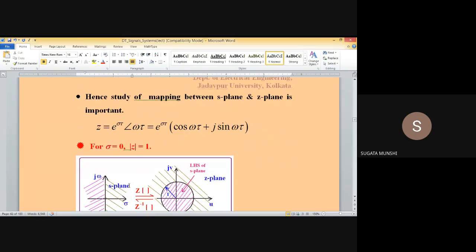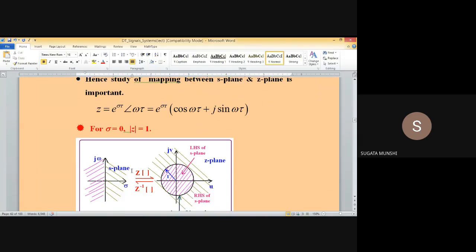That was the expression for z in the exponential, in the polar form as well as in the Cartesian form. So from this expression, you can easily understand for sigma equal to 0, magnitude of z is 1. Sigma equal to 0 in the S-plane corresponds to the j omega axis. So the j omega axis in the S-plane maps onto the circumference of the unit circle centered at origin in the Z-plane.